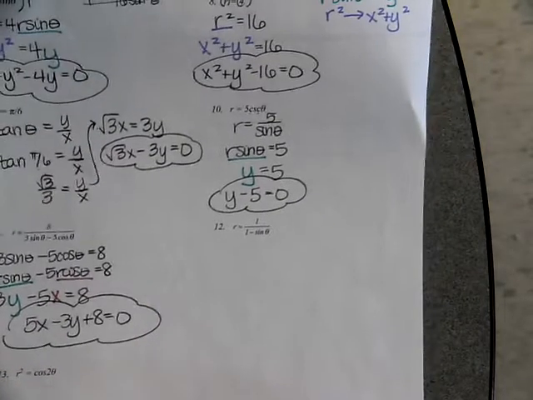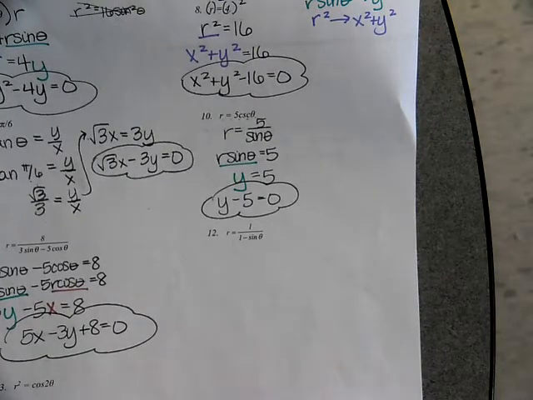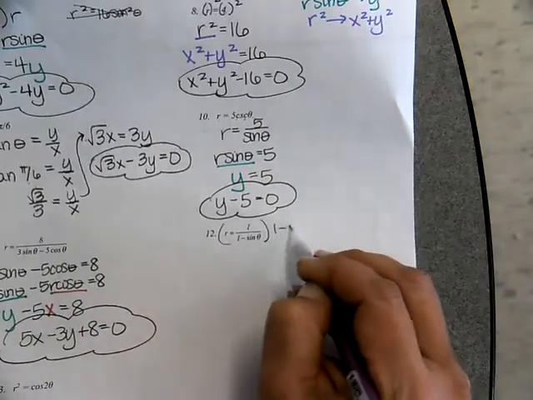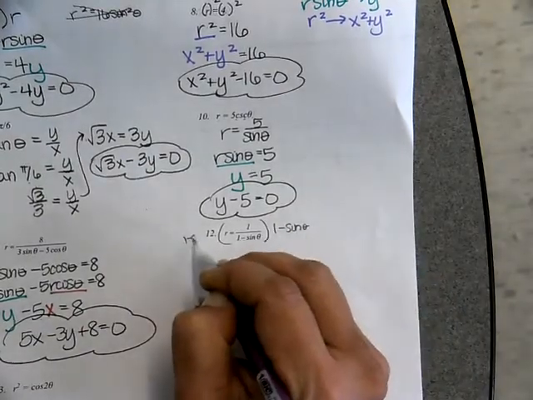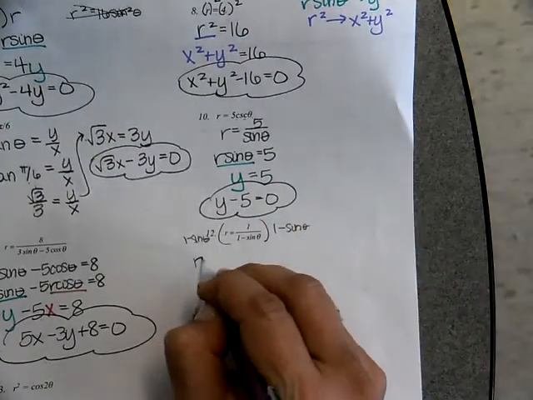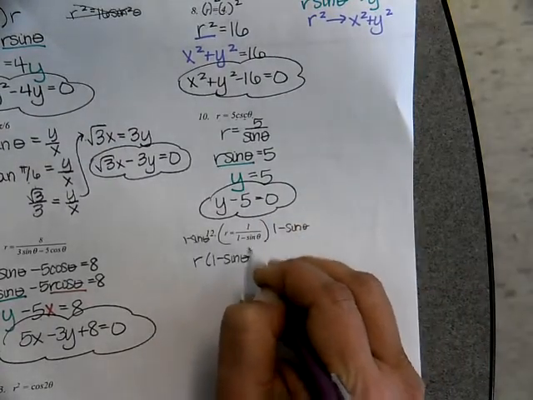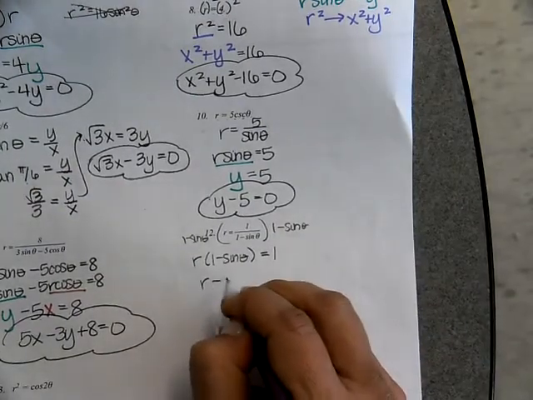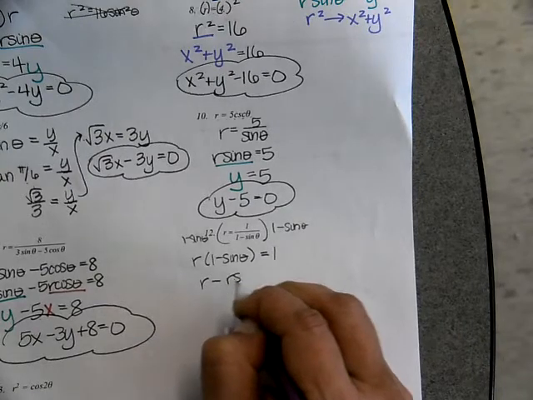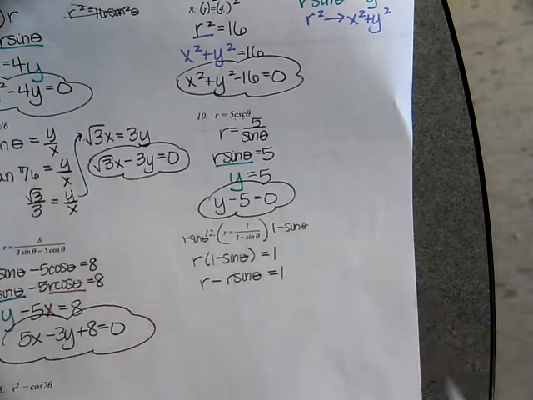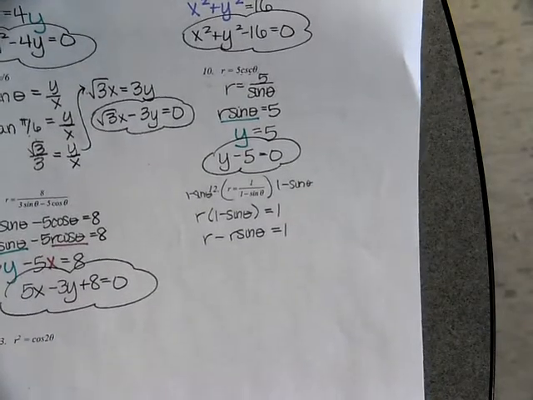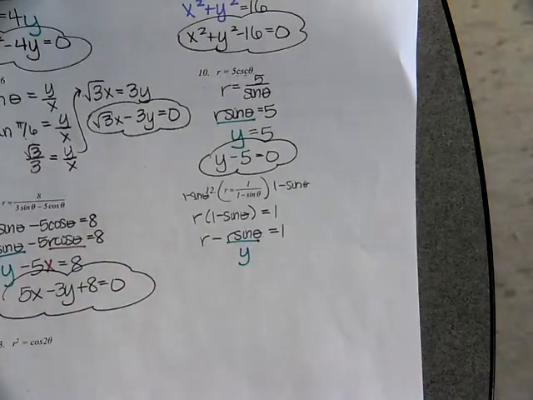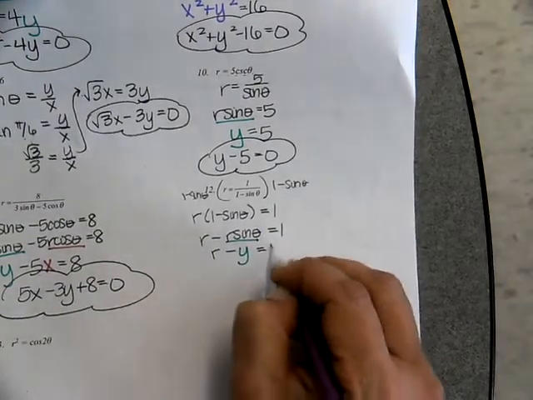All right, let's try number 12. So in number 12, I'm going to, once again, multiply by 1 minus sine theta. So I get r times 1 minus sine theta equals 1. Okay, so if I distribute the r, r minus r sine theta equals 1. Well, I can turn this r sine theta into y. So I have r minus y equals 1.